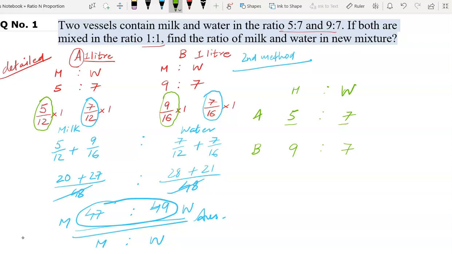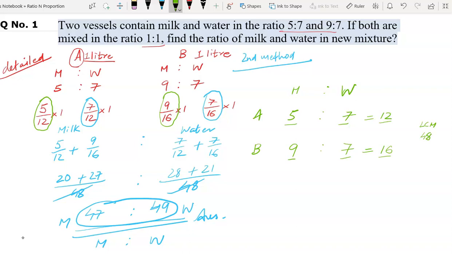So now what we need to do, we need to add milk and water. In vessel A it's 5 and 7. So we will add 5 plus 7 will give us 12. In the same way, add milk and water, 9 plus 7 will give us 16. Now we will take the LCM of 12 and 16. The LCM is how much? LCM is 48.